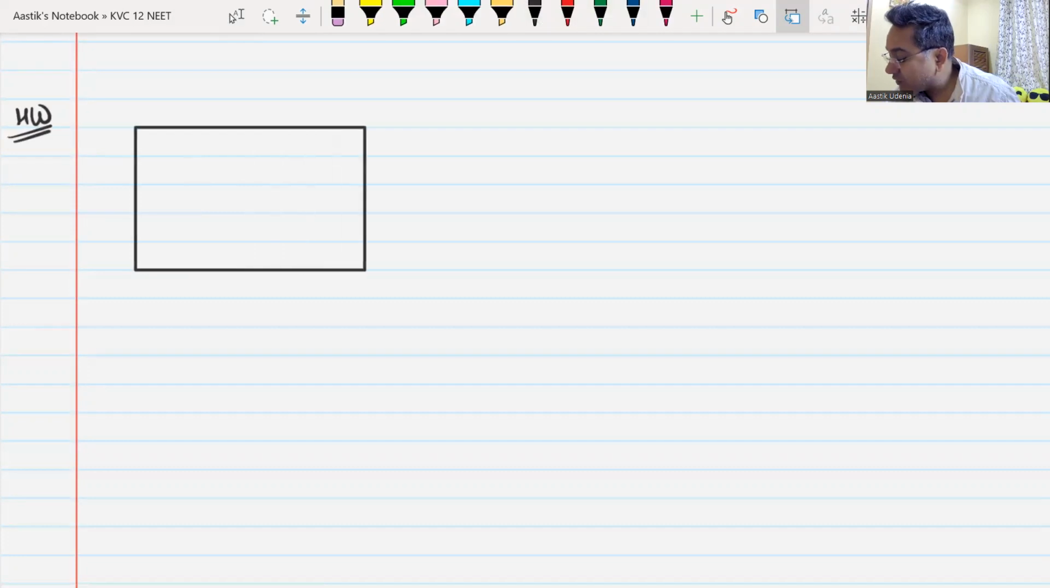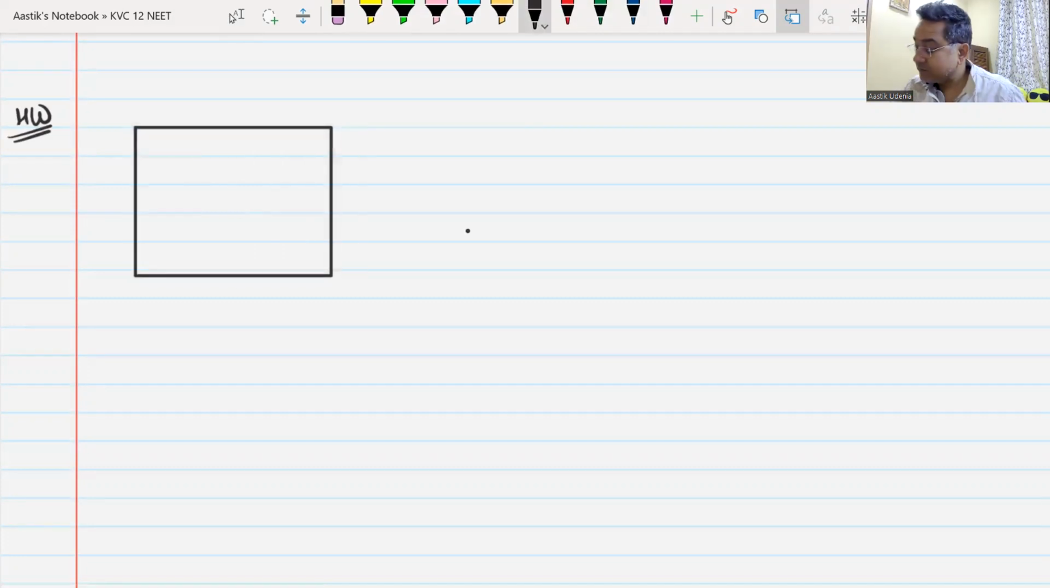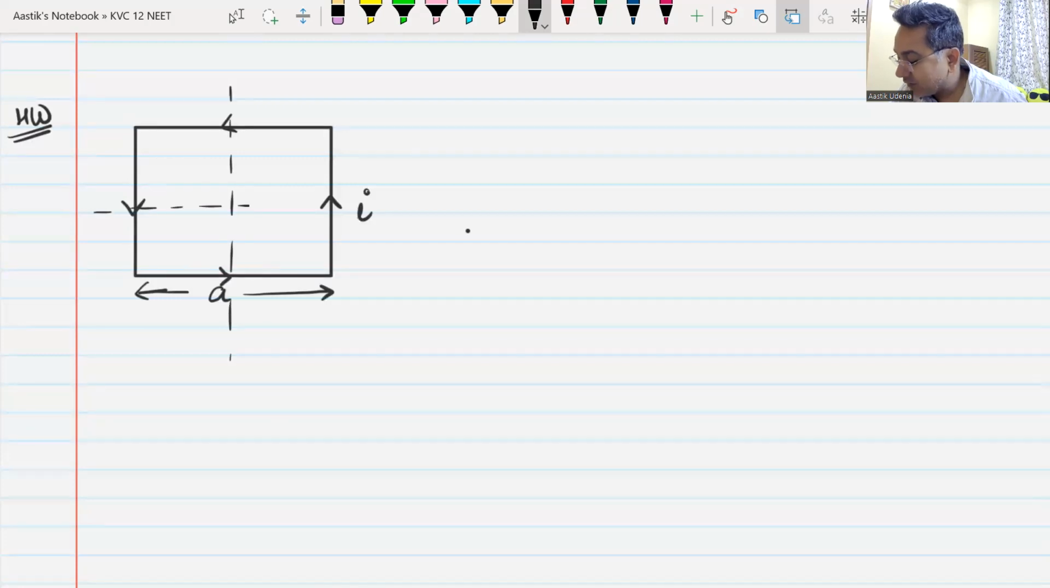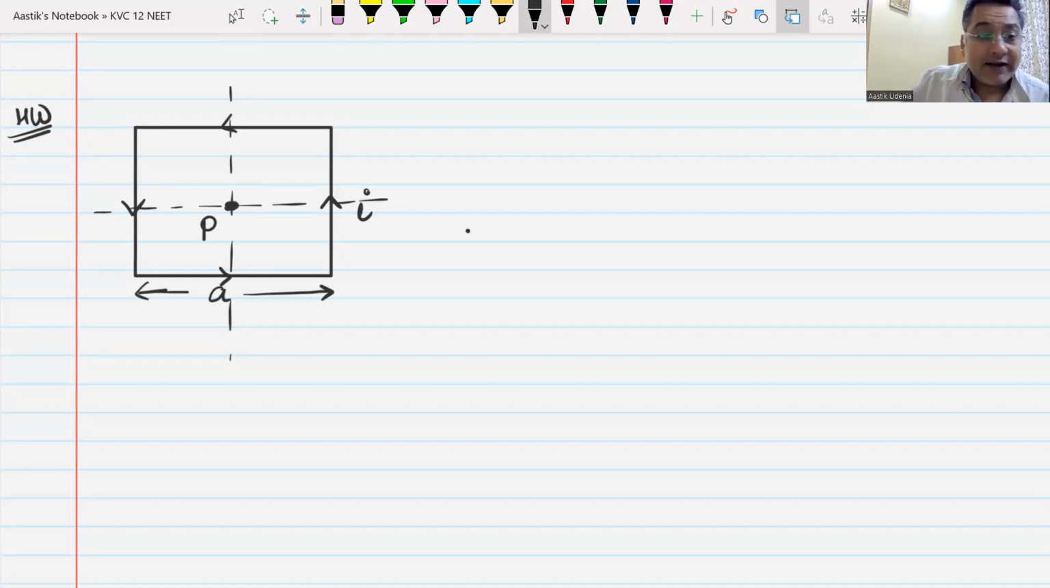I have this. What is this? This is a square carrying current I. The side length of the square is A. And we have this point P, which is the center of the square. You have to find out the magnetic field at point P. Can you do that? Yes or no? Yes, sir. That would be your homework question.